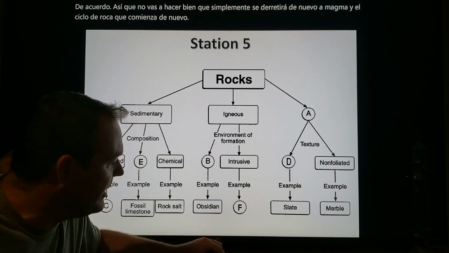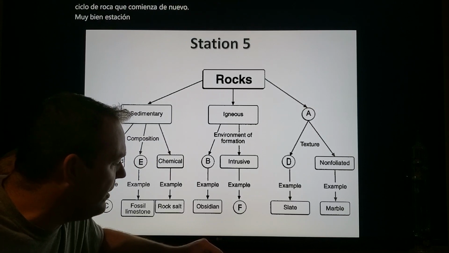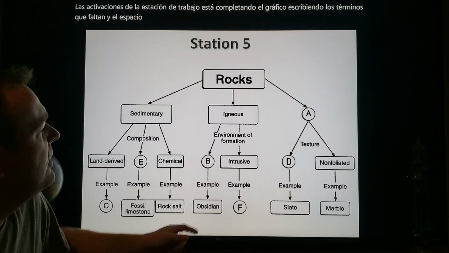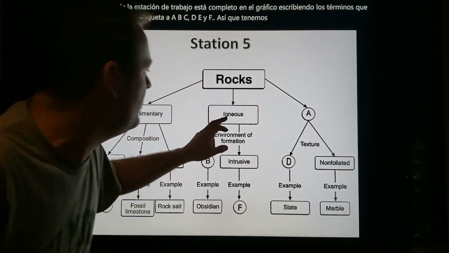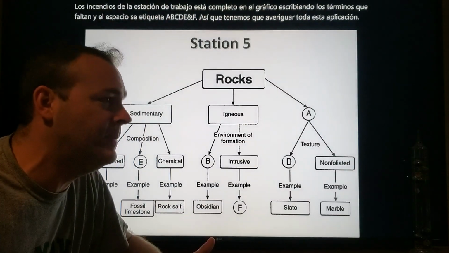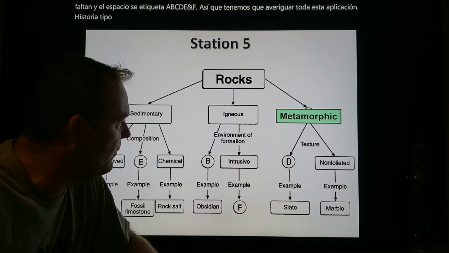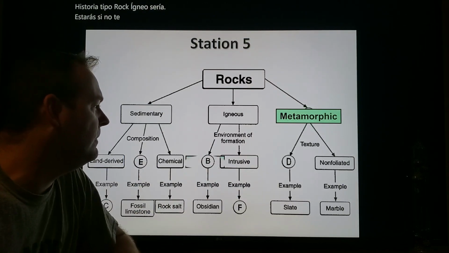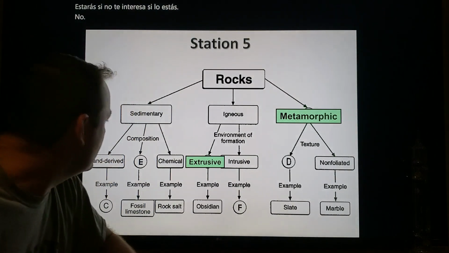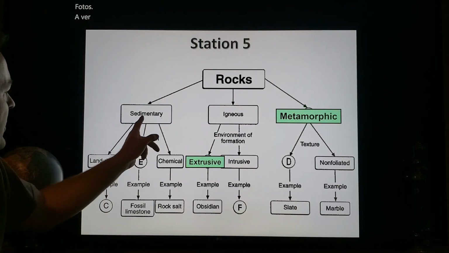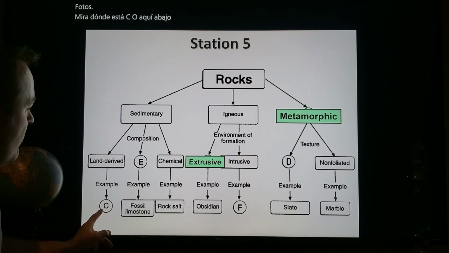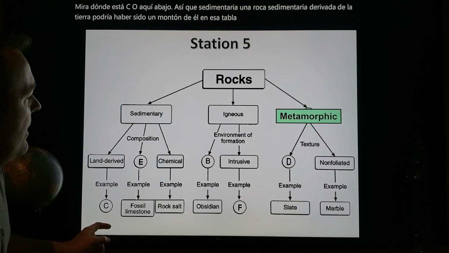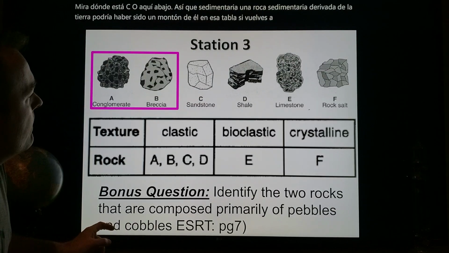All right. Jumping down to station 5, it says complete the chart by writing the missing terms in the spaces labeled A, B, C, D, E, and F. So we got to figure all these out. Well, we got sedimentary, igneous, and the third rock type would be, hopefully you guessed it, metamorphic. B, if you're not intrusive, you are, well, extrusive. C, where is C? Oh, down here. So a sedimentary, a land-derived sedimentary rock. Could have been a bunch of them on that chart. If you go back to the chart, land-derived. Actually, let me go the other way.